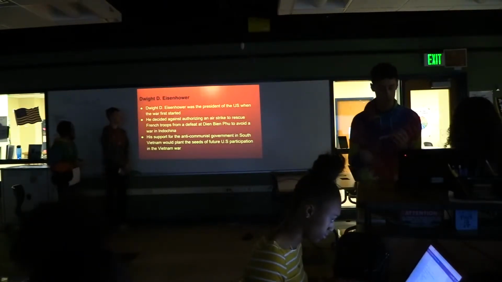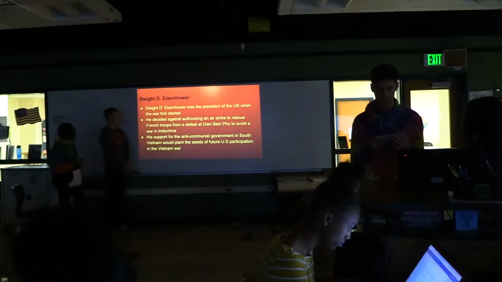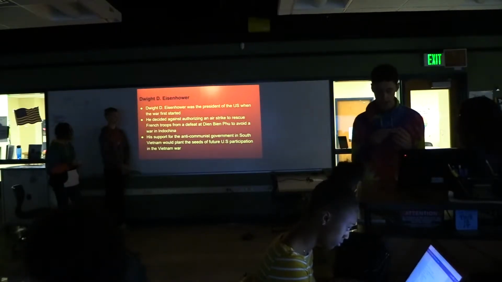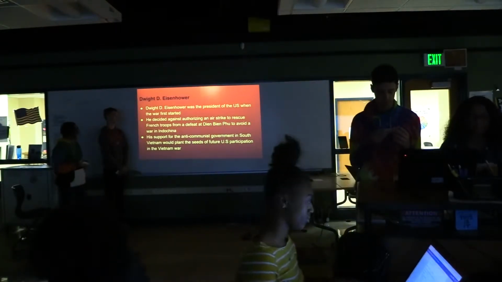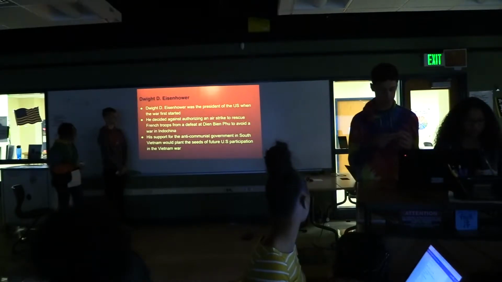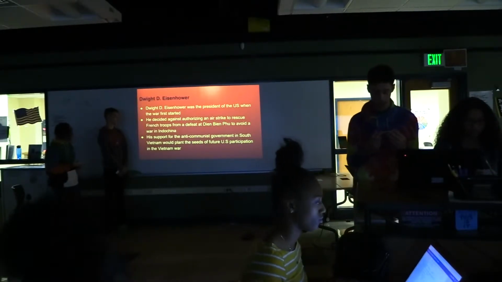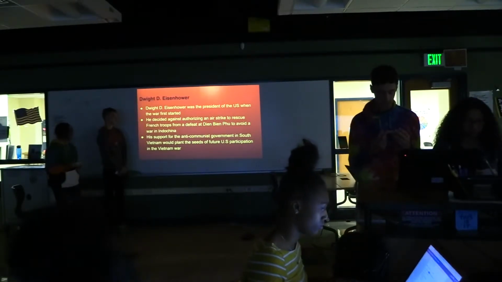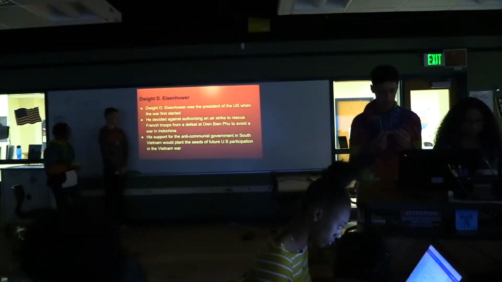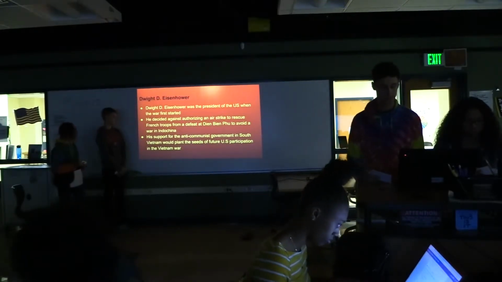Dwight D. Eisenhower was the president when the war started. He decided against authorizing an airstrike to save French troops from a defeat at Dien Bien Phu, and his support to the anti-communist government in South Vietnam would plant the seeds of future U.S. participation.